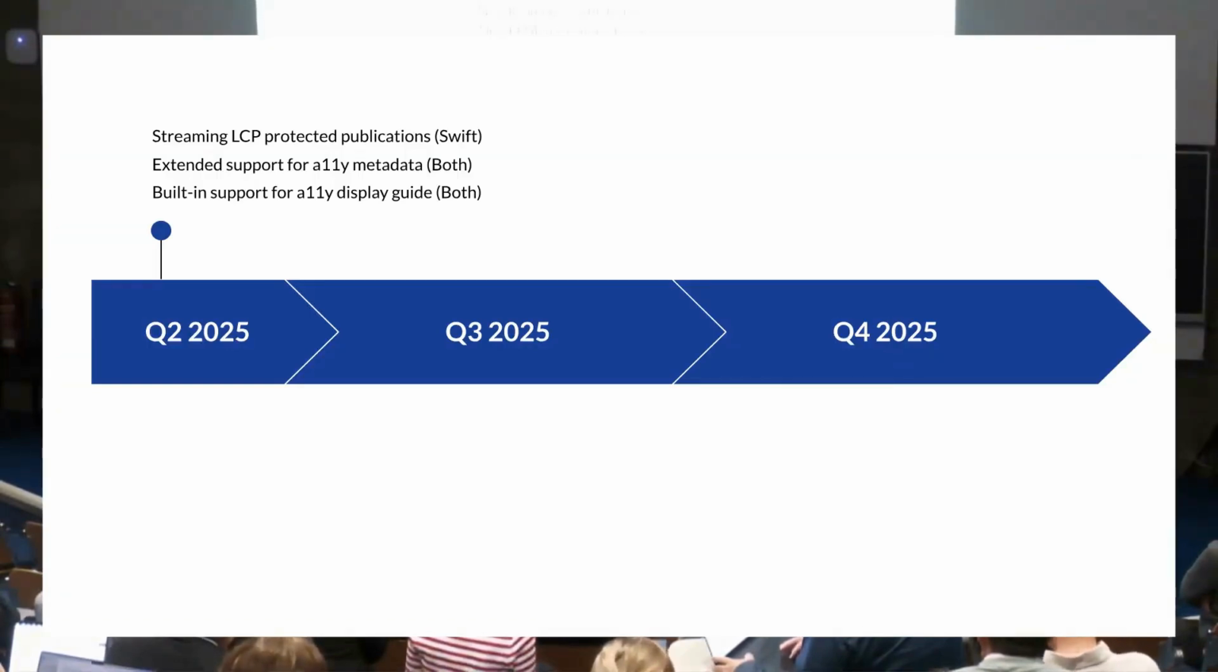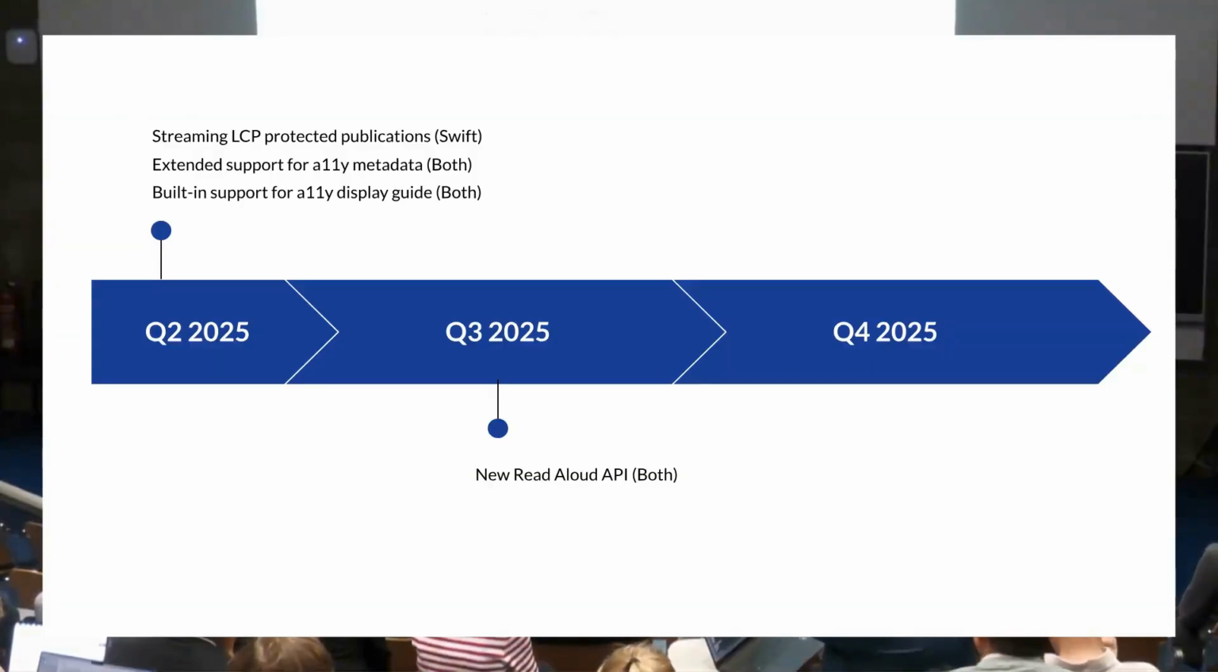Q3, so this summer, we want to work on a brand new Read Aloud API. We've participated in the work organized by Daisy and Dedicon on requirements for reading systems, which brings a number of new ideas that are very interesting for Read Aloud. So we really want to push the envelope. We think we're going to introduce new features that we haven't seen before in other reading apps. And also new EPUB navigators in Kotlin coming up at the same time.